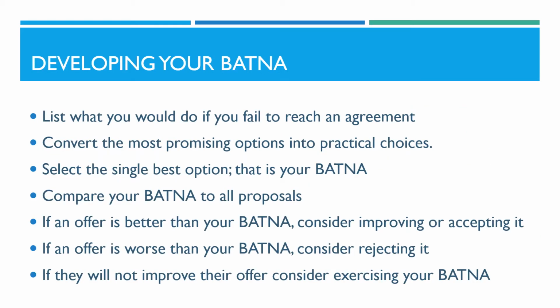To develop your BATNA, list what you would do if you fail to reach an agreement. Convert the most promising options into practical choices. Select the single best option. That is your BATNA. Compare your BATNA to all proposals. If an offer is better than your BATNA, consider improving or accepting it. If an offer is worse than your BATNA, consider rejecting it. If they will not improve their offer, consider exercising your BATNA.